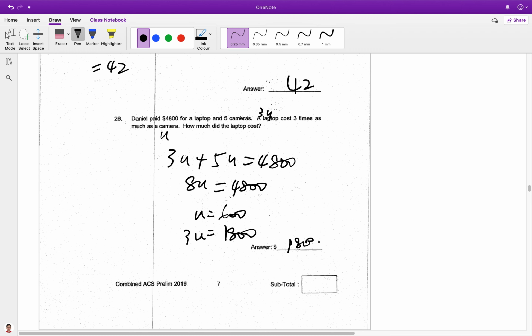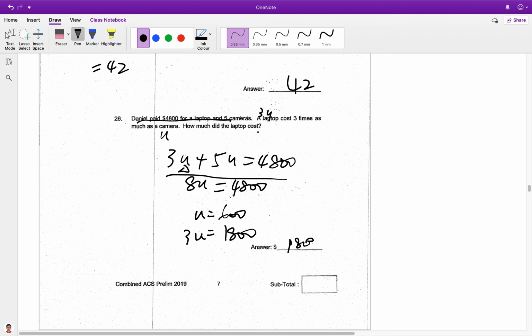But we need to make some assumptions, right? For example, here we just assume the price is U. Then based on this one, we make this formula. Then we can calculate the U, right? Here also we can set the laptop as U, right? But this one is not very convenient. Because if we assume this one is U, right? Because it costs 3 times, then the camera will be 1/3 U, right? Then you calculate this one. It's not that easy, right?